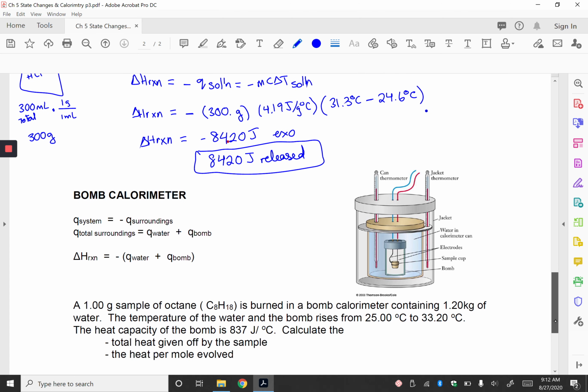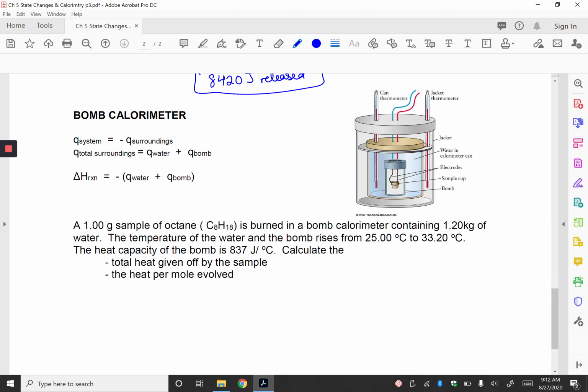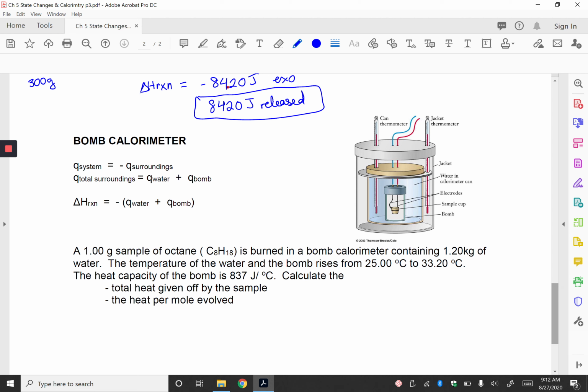All right, so now let's look at a bomb calorimeter. They use bomb calorimeters when a reaction is not done in water, in a solution, and they use these to find the calories in food. So it's the same idea here, that Q of system is equal to negative Q of surroundings. So we're going to measure the heat that's released or absorbed by the surroundings and say that's equal to the heat transferred by my reaction.